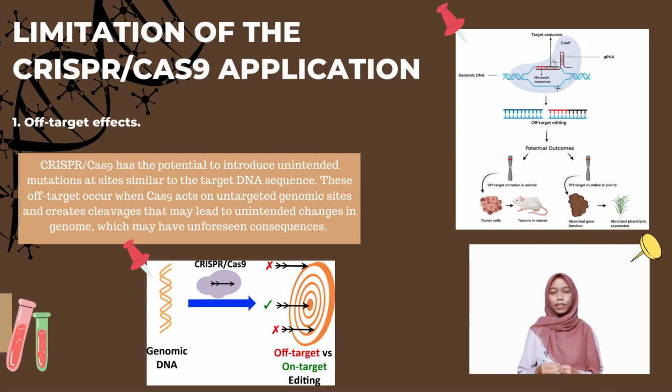So next, we proceed to the limitations of CRISPR-Cas9. The first one is off-target effect. CRISPR-Cas9 has the potential to introduce unintended mutations at sites that are similar to the target DNA sequence. This off-target occurs when Cas9 acts on untargeted genomic sites and creates cleavage that may lead to unintended changes in the genome, which may have unforeseen consequences. Researchers are continually working on improving the specificity of CRISPR-Cas9 to minimize off-target effects.